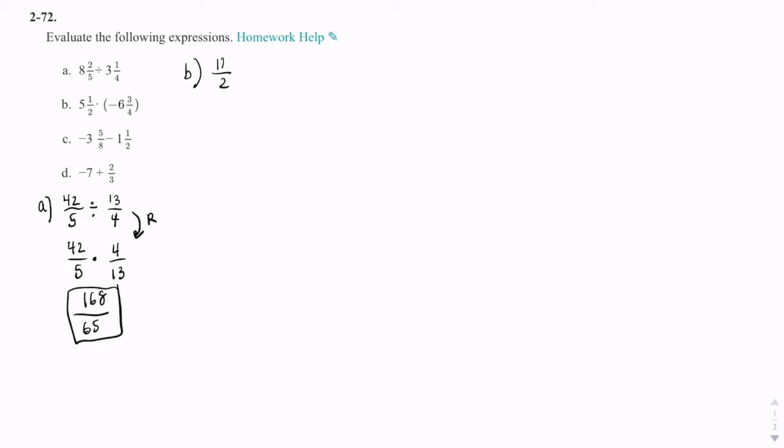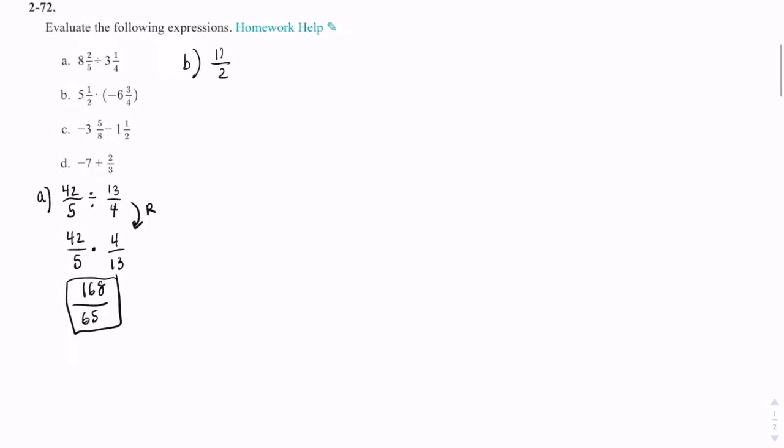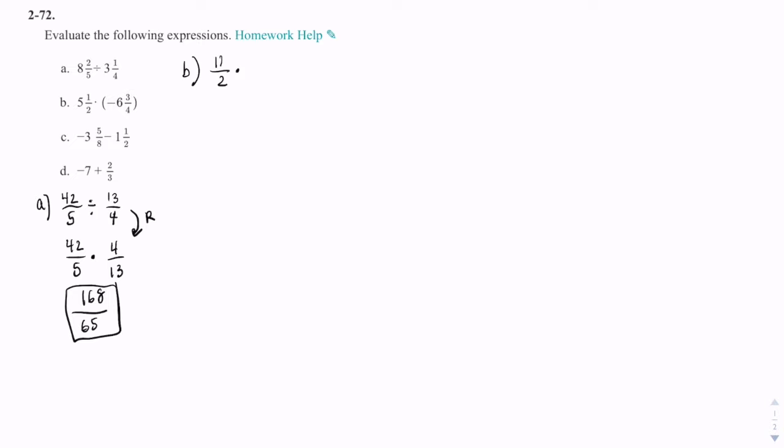5 times 2 is 10 plus 1 is 11, times, whoops, sorry about that, times negative 27/4, right? So we need to now multiply, right? So positive times a negative, the answer is going to be negative, right?